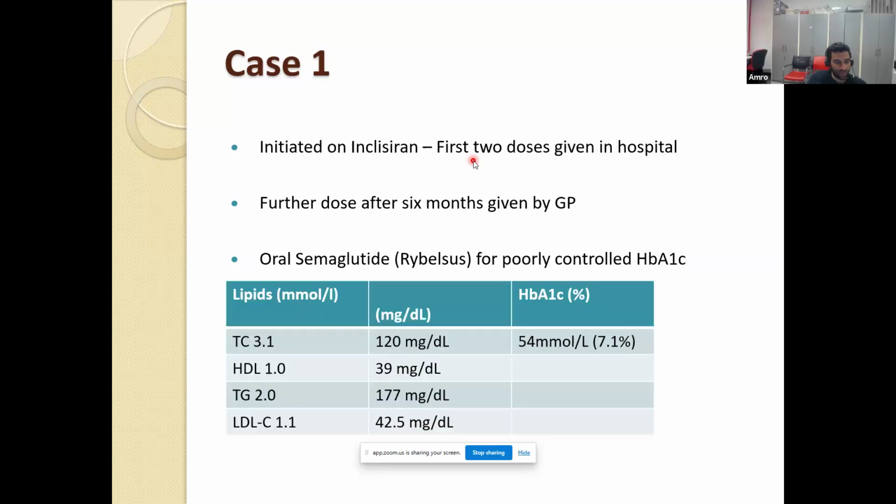This was his results that came back. Next set of results. Are we happier with that?